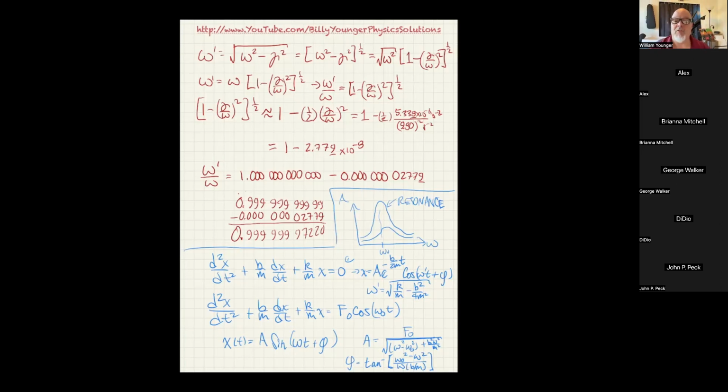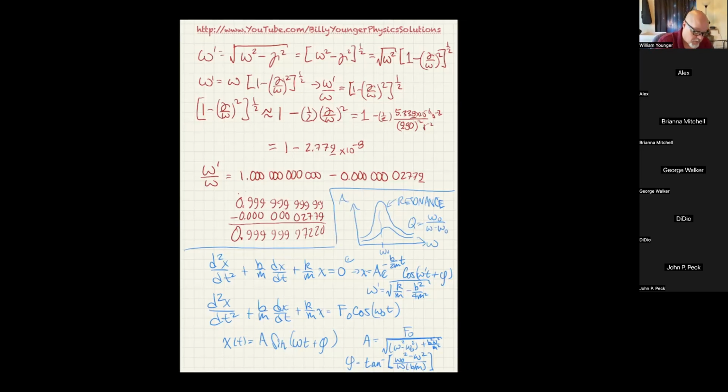Okay. Your book even talks about the Q value, and the Q value is basically a measure of how close you are to resonance. And in this case, the Q value is given to be Q equal to basically omega zero over omega minus omega zero. Okay. So as you get omega and omega zero closer and closer to each other, or omega minus omega zero closer and closer to zero, Q gets really, really large. So that's all that is.